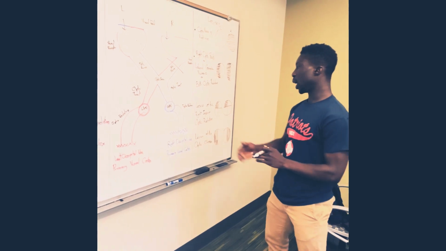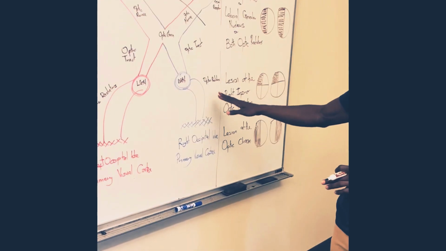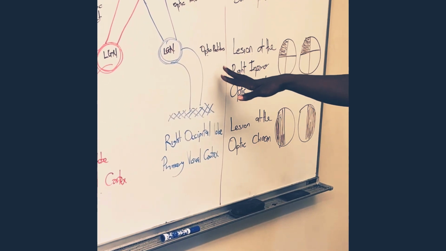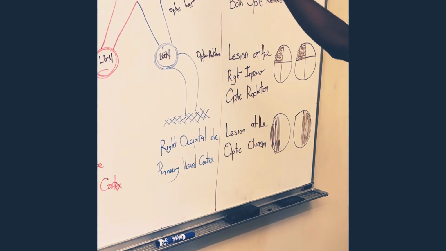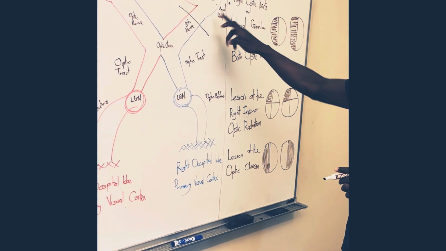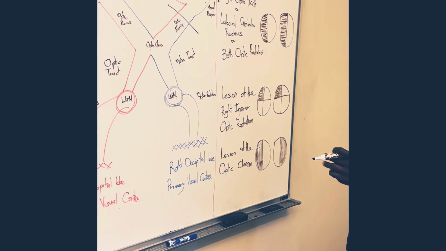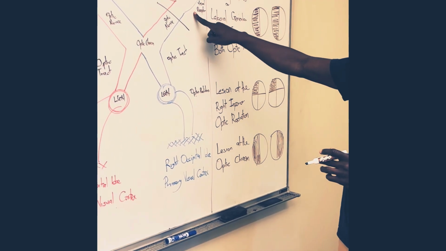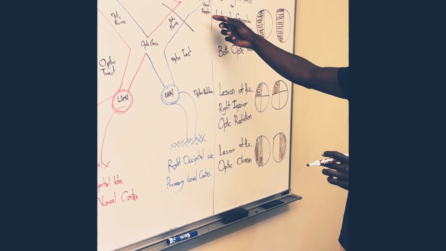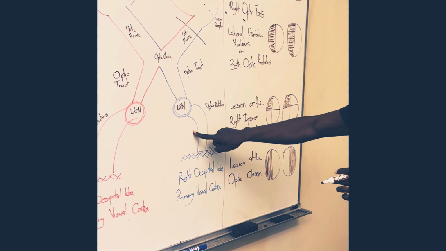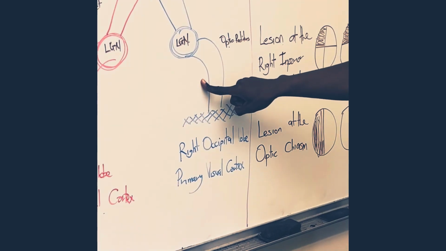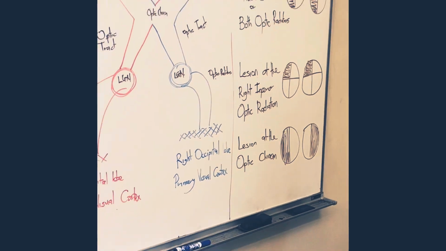So the optic radiations have a superior and inferior component. And in relation to the visual receptors, it is flipped. So if you receive light through the superior visual receptor, it will be seen in the inferior optic radiation.